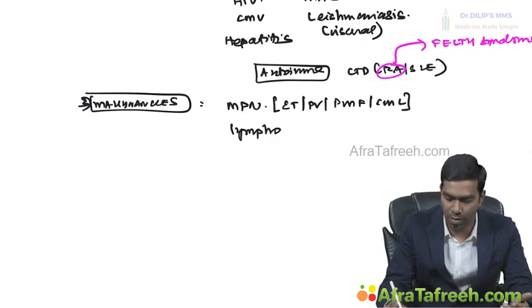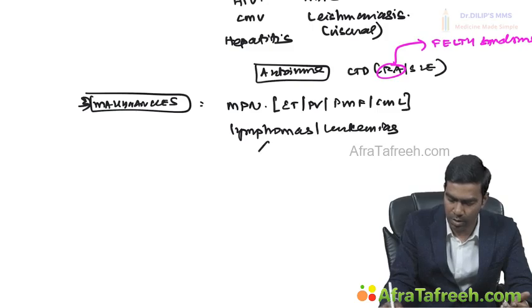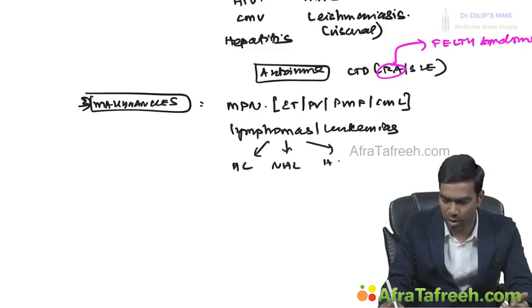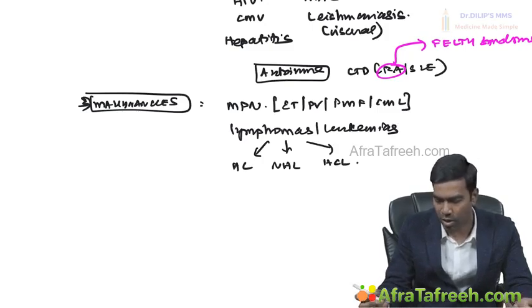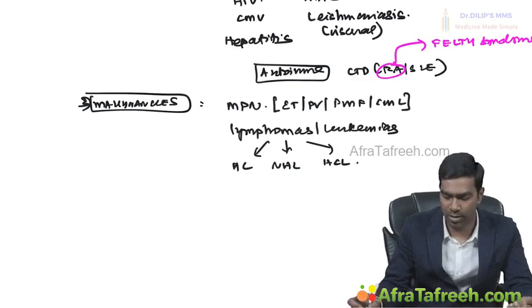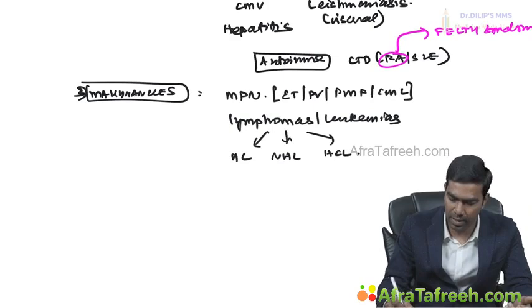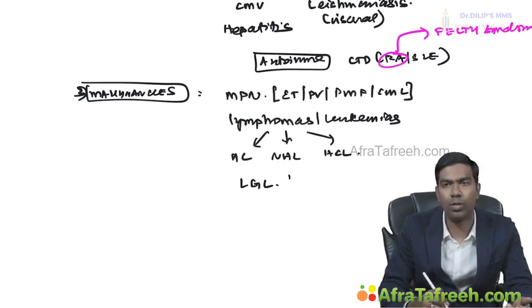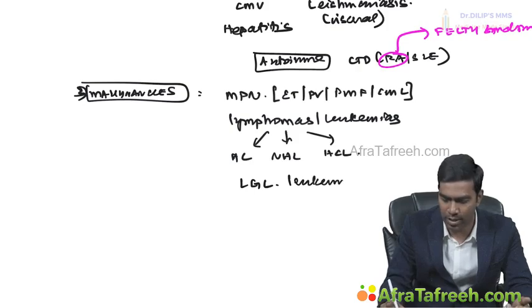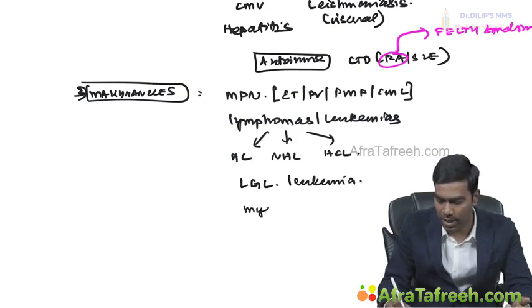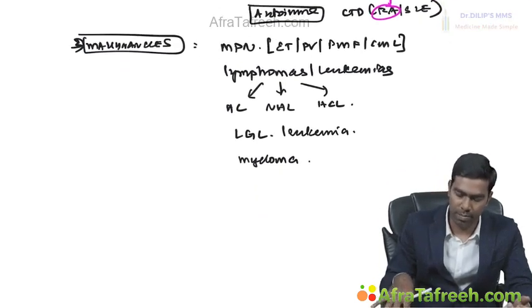Then a lot of lymphoproliferative disorders like lymphomas and leukemias. Lymphomas could be Hodgkin lymphoma, non-Hodgkin lymphoma, or hairy cell leukemia, or CLL, or whatever it is. It can also be seen in large granular lymphocytic leukemia, LGL leukemia or LGL syndrome, and in multiple myeloma. In all these neoplasms, you can see splenomegaly.